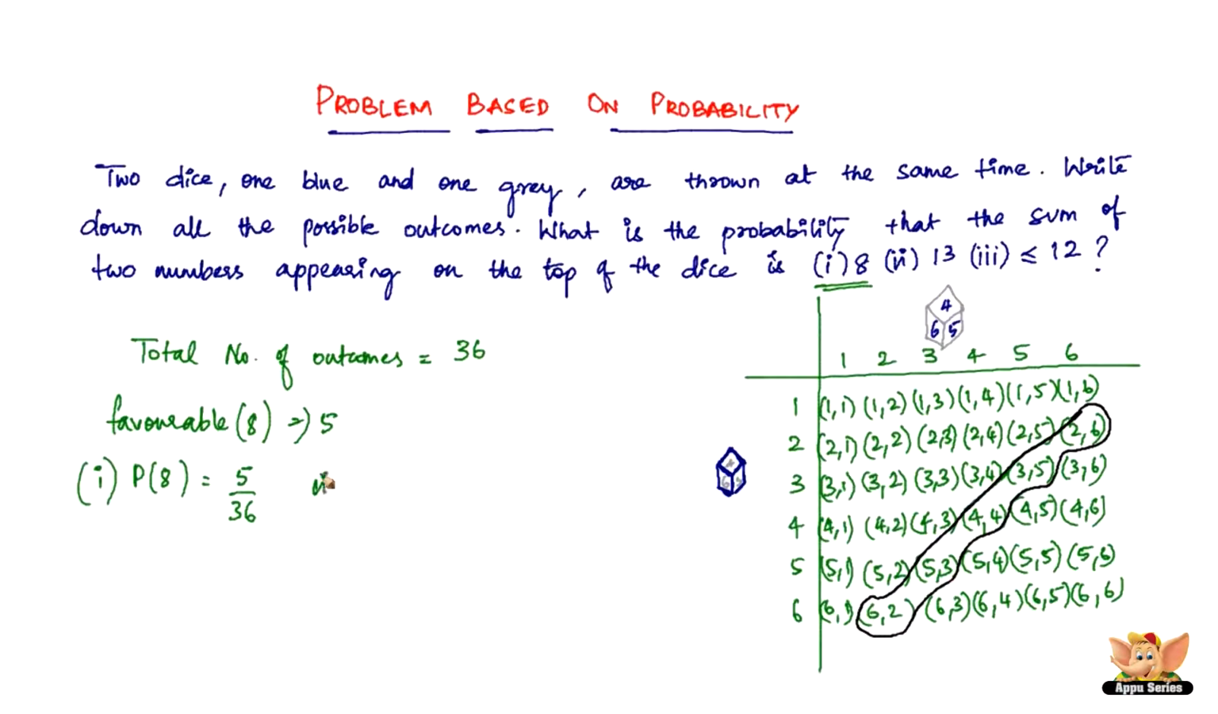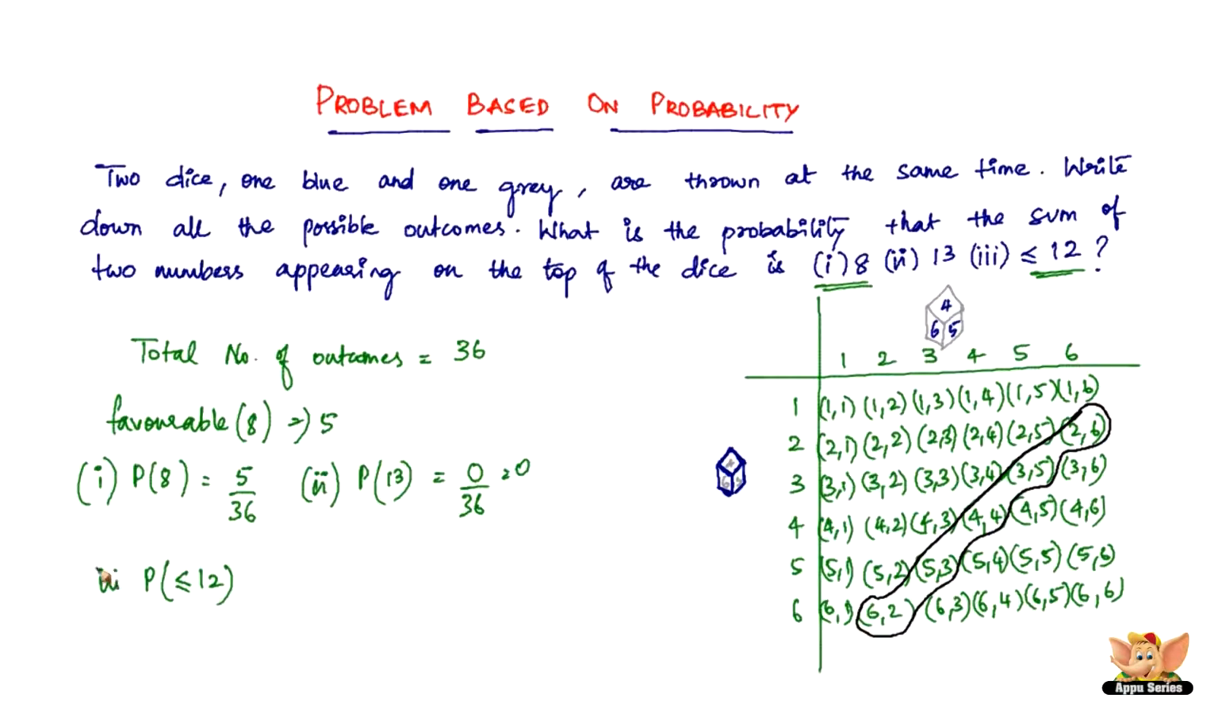Now what about the second one? The probability of us getting a 13 is definitely going to be 0 because the maximum that a dice can give you is 6 and 6. And 6 and 6 is 12, not 13. So you're not going to get even 1. So it's 0 by 36, which is a 0. So the probability that the sum of the numbers appearing on the top of the dice is 13 is definitely 0.